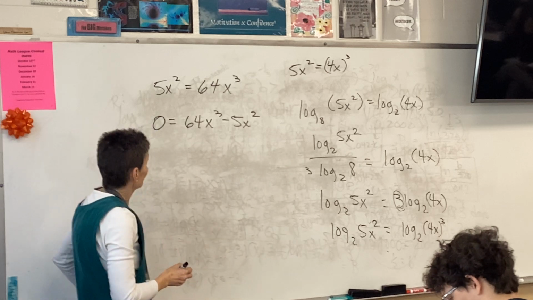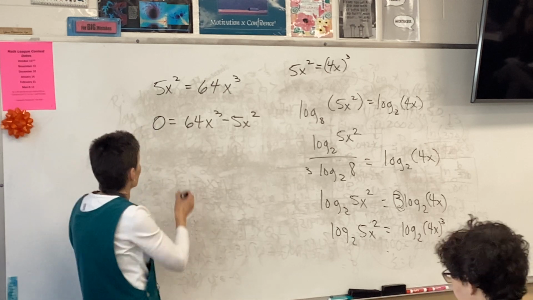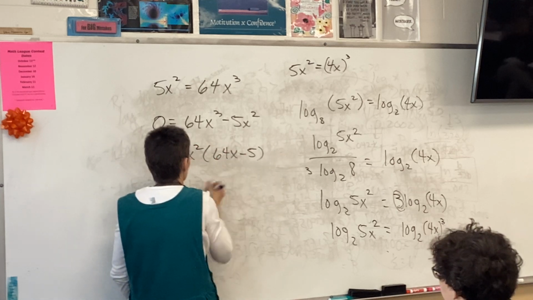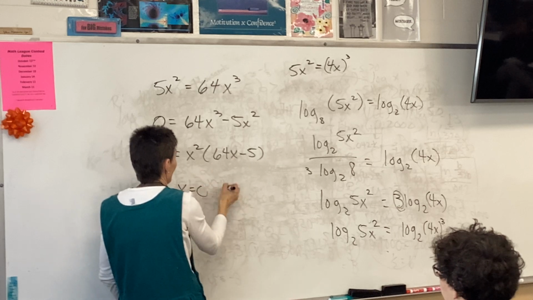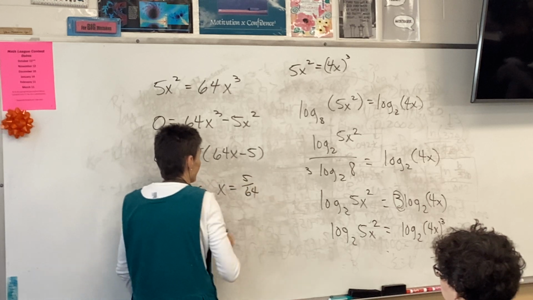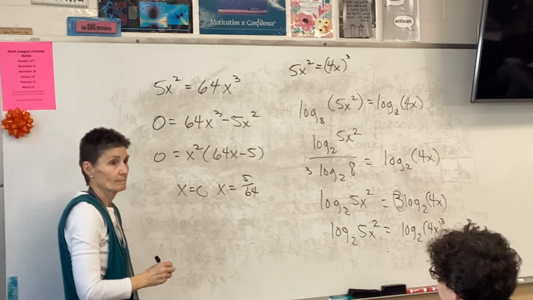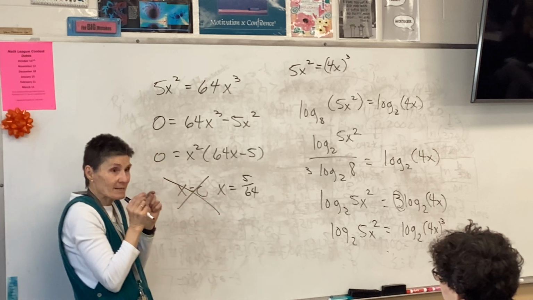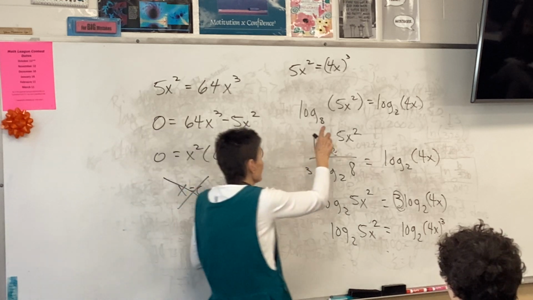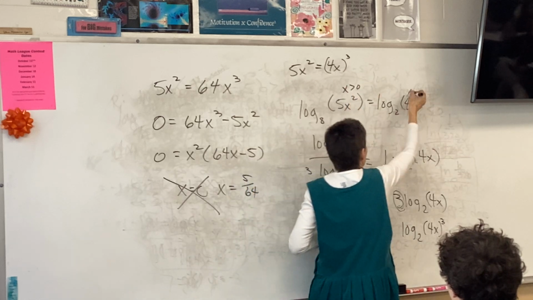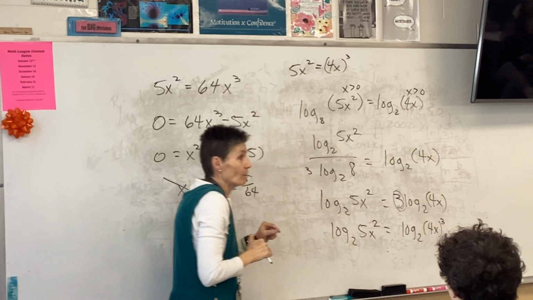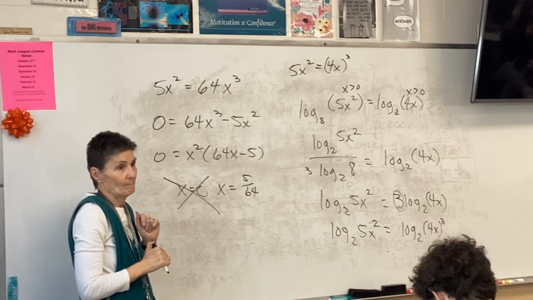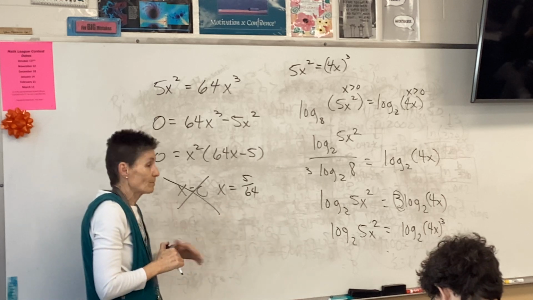What do you do with that? I'll draw an x squared. So it looks like x is 0 or x is 5/64. Can x be 0? No, because in the original problem, x has to be bigger than 0. Can you take the log of 0? No, not ever. So we gotta cross that out. And there's your answer.